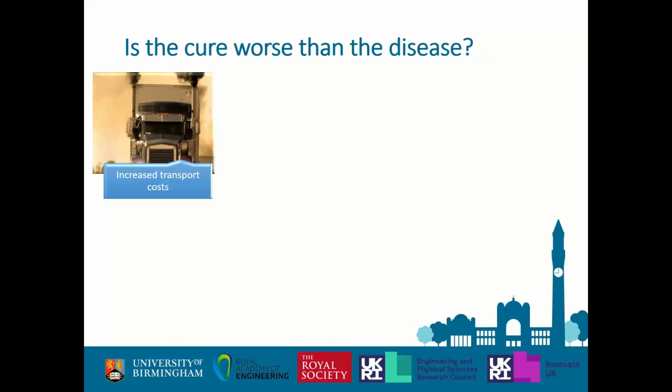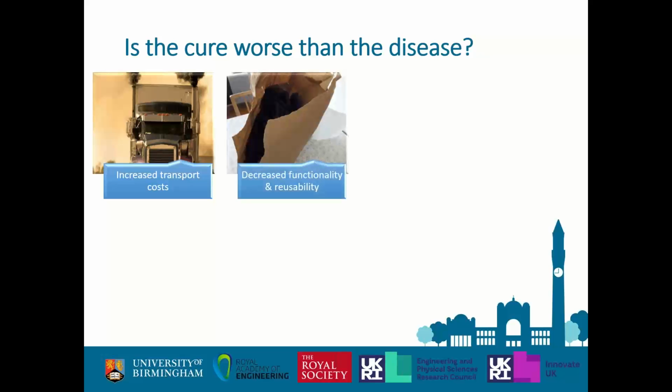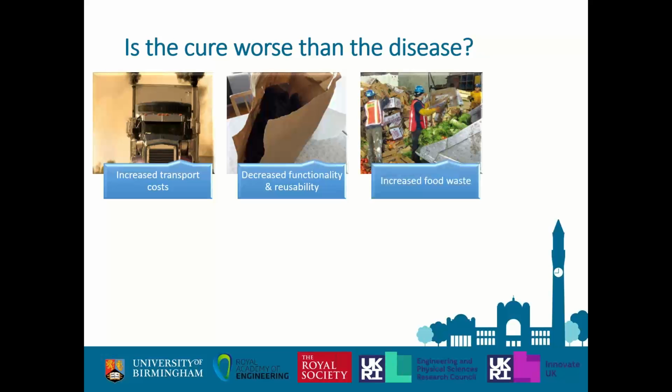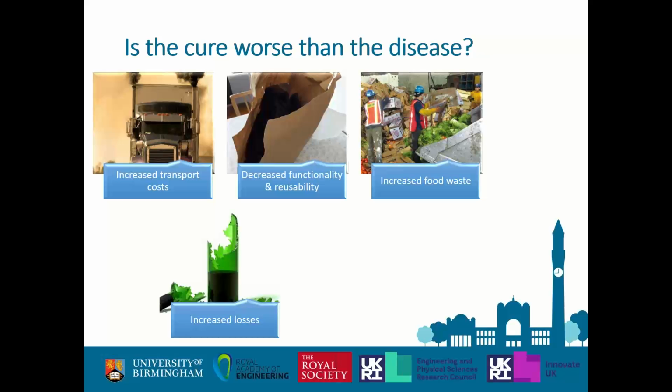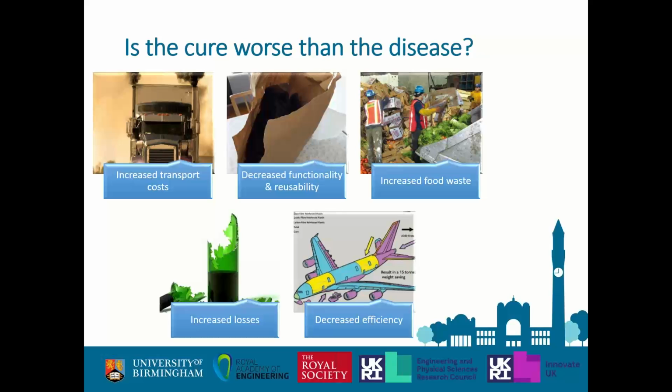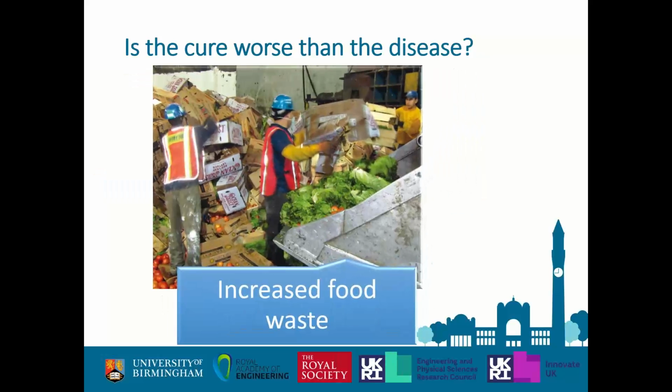So things like, if you're trying to transport, say, glass bottles instead of plastic bottles, which is something I'll talk about in more detail in a second, then obviously you've got to consider increased transport costs. Similarly, if you go for other materials like paper instead of plastic, you've got decreased functionality and decreased reusability. If you stop using plastics to protect food, then you're going to increase food waste. If you start using more fragile objects, then you can increase losses. And if you go back to materials like aluminium and steel instead of carbon fiber composites and plastics, then you risk decreased efficiency.